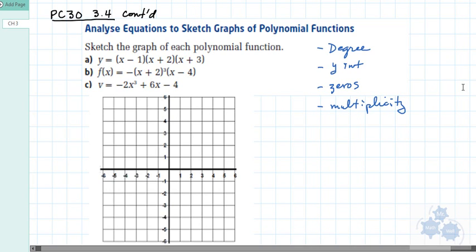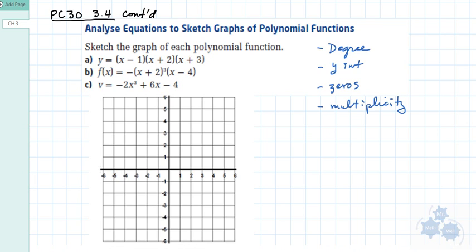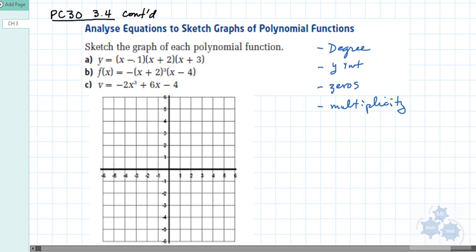So we're continuing 3.4. Just a few examples I want to go over with you because they are very important. If you're given an equation and you're asked to graph, this is what you want to do. You want to take a look at some key information, some key characteristics from each equation.